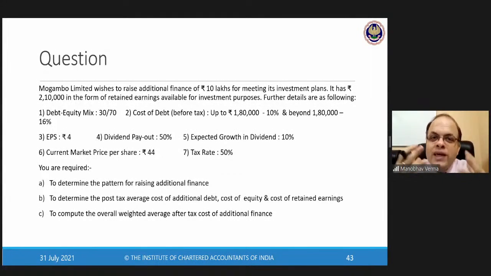But let's see how we can use these parameters in the question. It's always imperative that we look at the call of the question. We have to determine the pattern for raising additional finance. Let's look at that itself. What should be my pattern for raising the additional finance? I want to listen from you guys. Let's see what are your responses. What should be the pattern for raising additional finance?